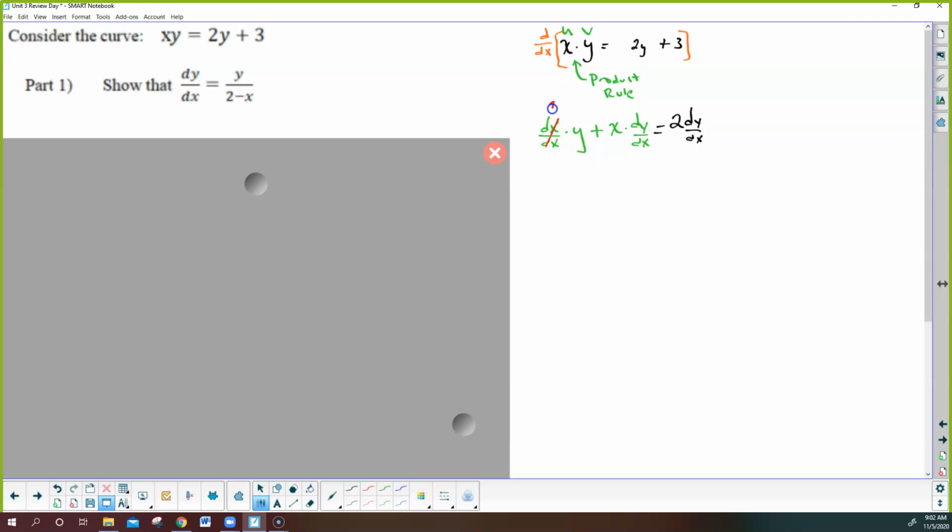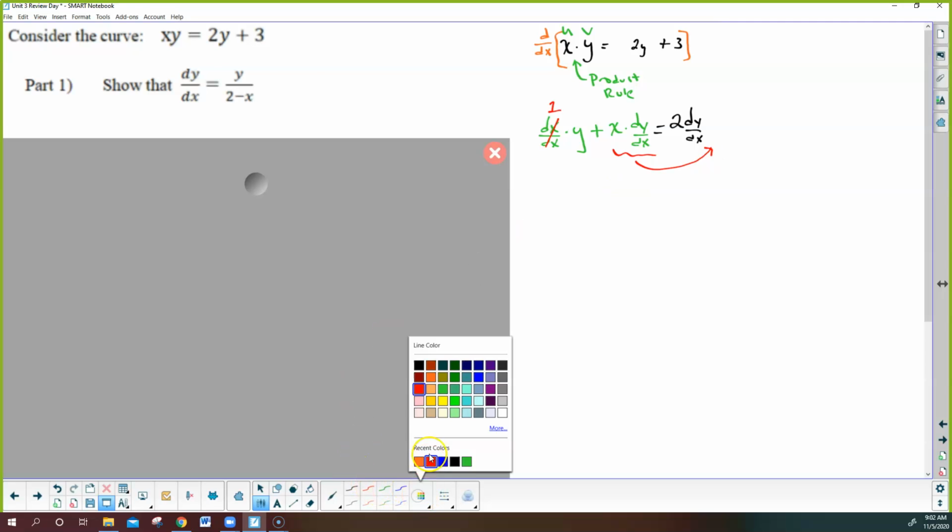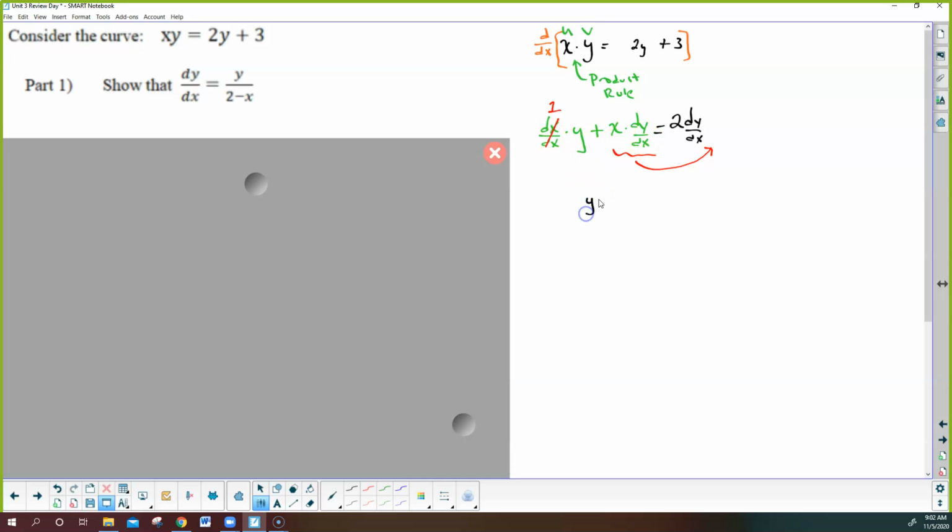Dx reduces down to 1. But dy dx doesn't. And then what I have to do is move the dy dx's over to the other side. So I'm going to take this x dy dx and move it over to the other side with subtraction, which means what's left over? Well, on the left-hand side, I'm left with y.